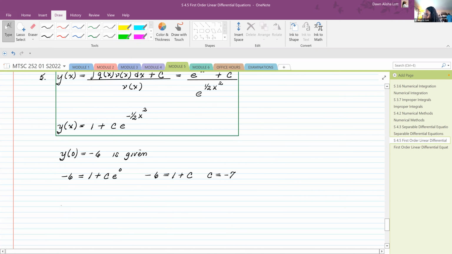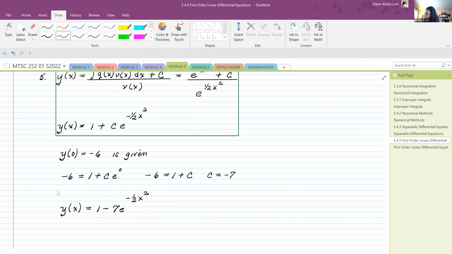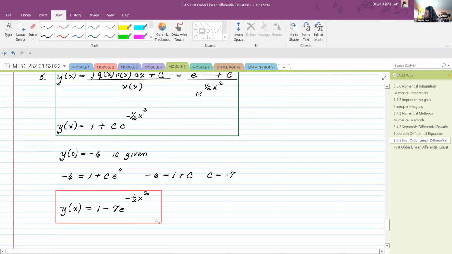So now we have y of x is equal to 1 minus 7 e to the negative 1/2 x squared. And now we have a final solution to the problem, a complete solution to the problem. Any questions?